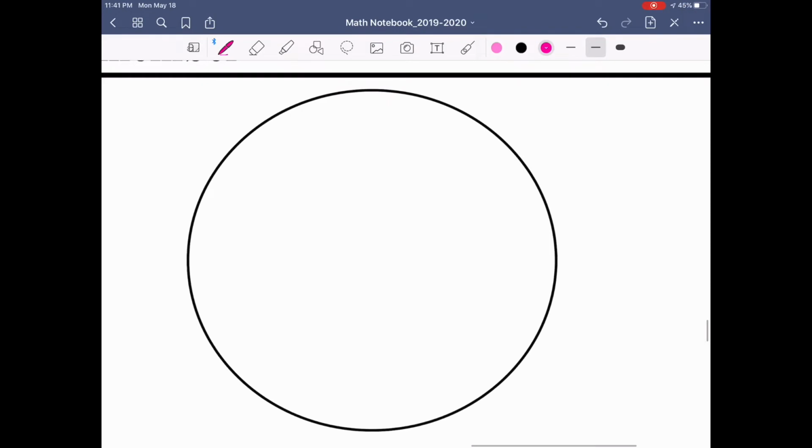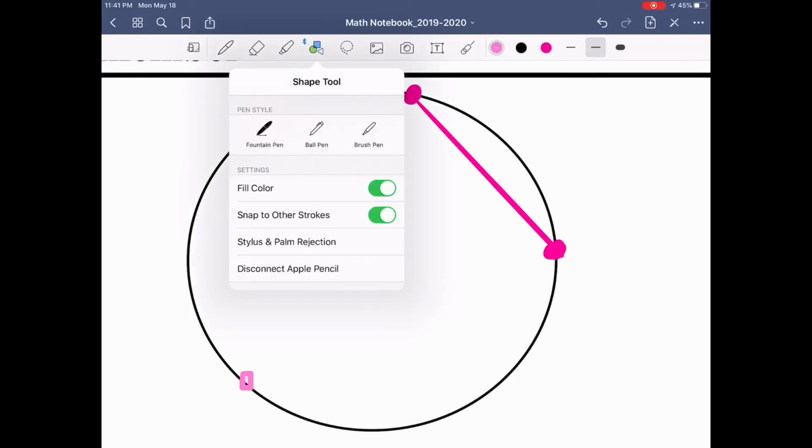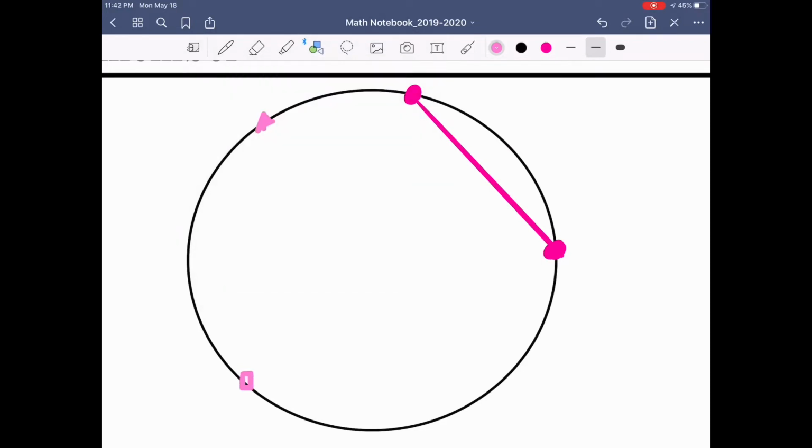So for example, if I have a chord here, let me get my line drawn, and I have another chord here. I guess I'm redrawing my point. Okay, so we have two chords, one here and one here.